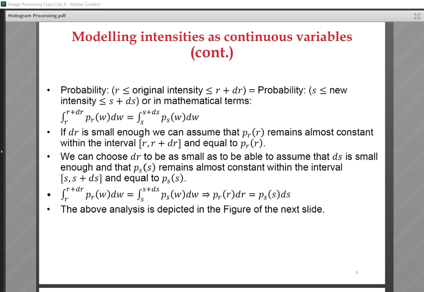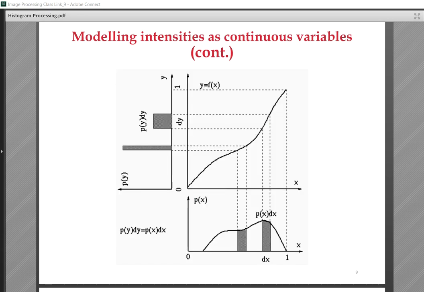We can choose dR to be small enough to be able to assume that dS is also small enough, and PSS remains almost constant within that interval. Then this equality tends to PRR dR is equal to PSS dS, because dR and dS are very small.